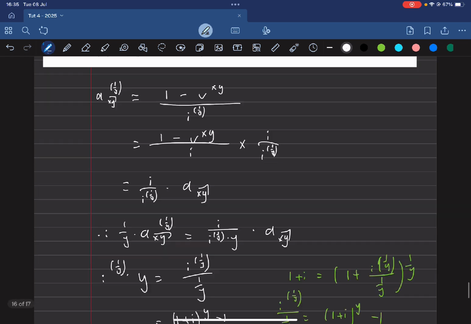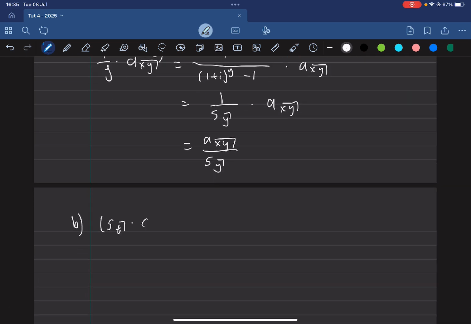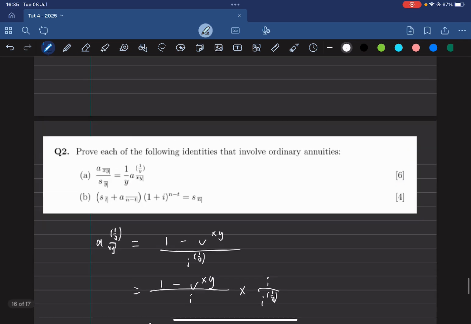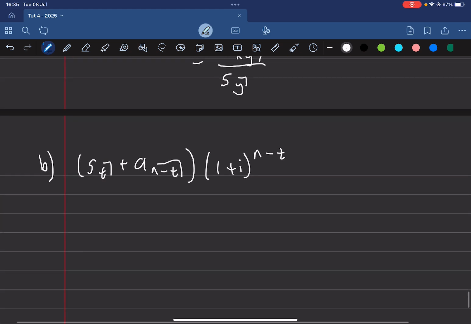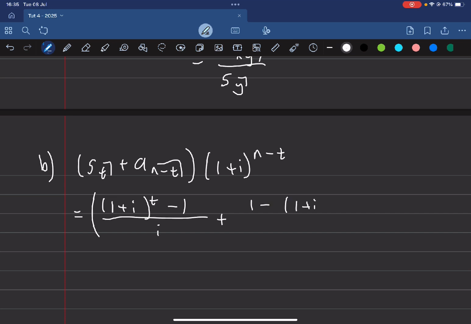let's just rewrite what we had. So we had s for t periods plus a for n minus t periods, all multiplied by 1 plus i to the power of n minus t. Okay. So now let's expand each. So the first one expands to 1 plus i to the power of t minus 1 over i plus 1 minus 1 plus i to the power of negative n minus t. It's important that you put the brackets here. The power of i, all multiplied by 1 plus i to the power of n minus t.